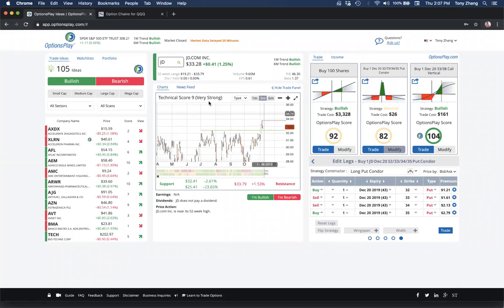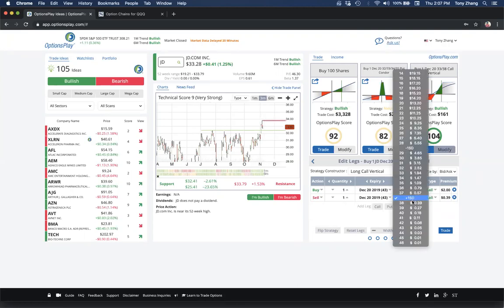Would you sell out of the one standard deviation range? So if you sell out of the one standard deviation range, first of all, when you click on modify and you click on the strike prices, we actually show you where the one standard deviation range is on a specific expiration date.